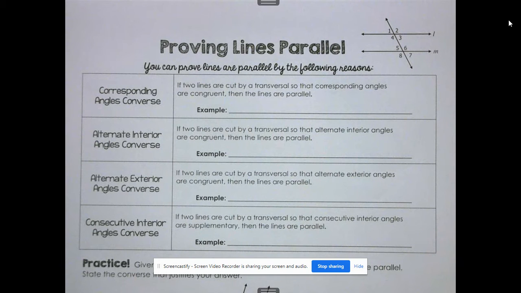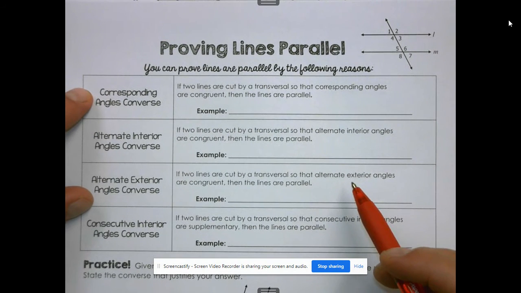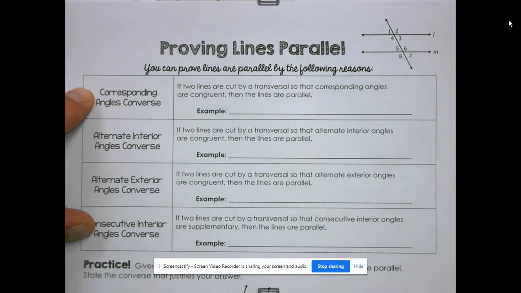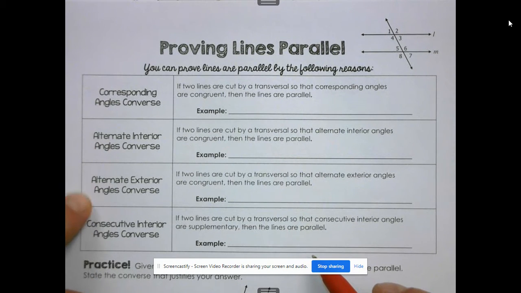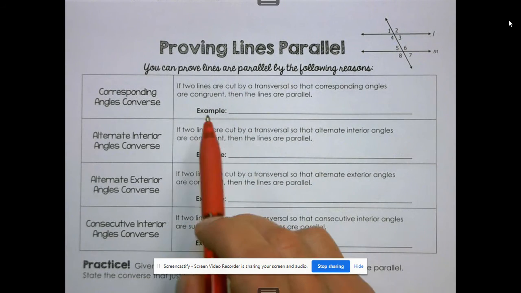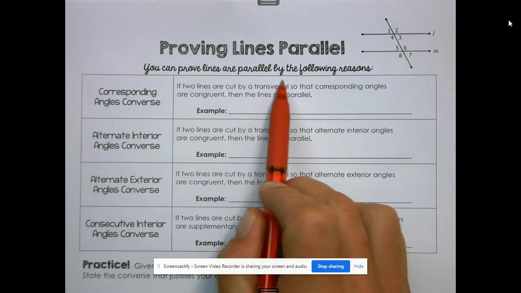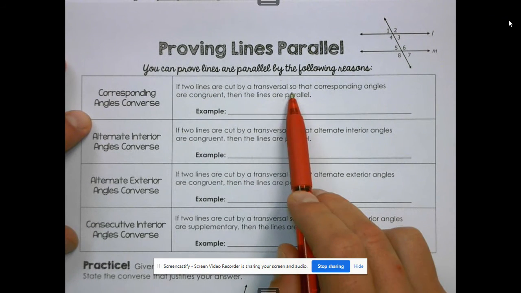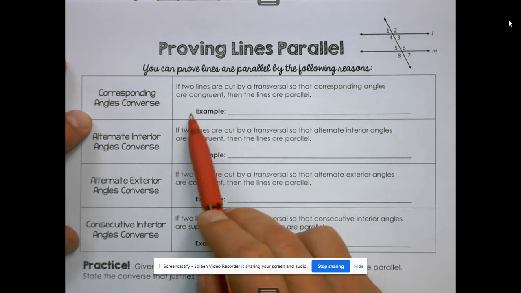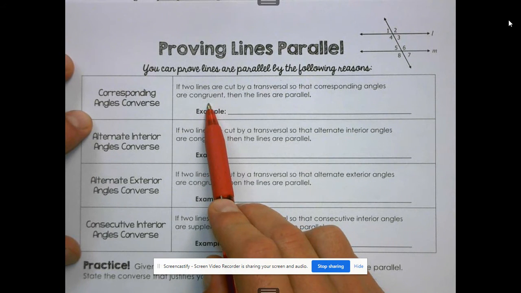All right, this lesson is called Proving Lines Parallel. So if you see in your notes, guys, we're going to talk about the same types of angle relationships we talked about 2 lessons ago: corresponding angles, alternate interior angles, alternate exterior angles, and the consecutive interiors. You can prove lines parallel by the following 4 reasons right here. If 2 lines are cut by a transversal so that corresponding angles are congruent, then the lines are parallel.